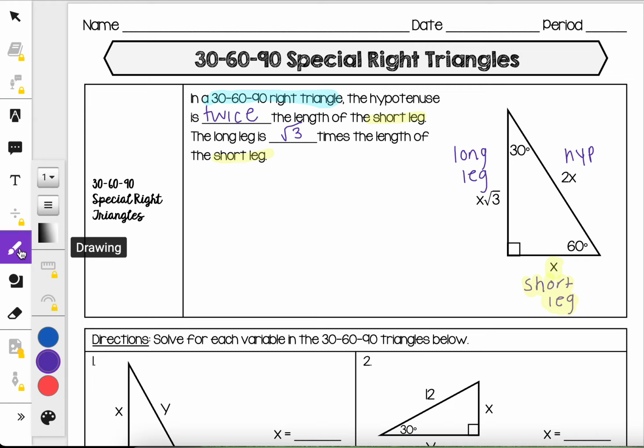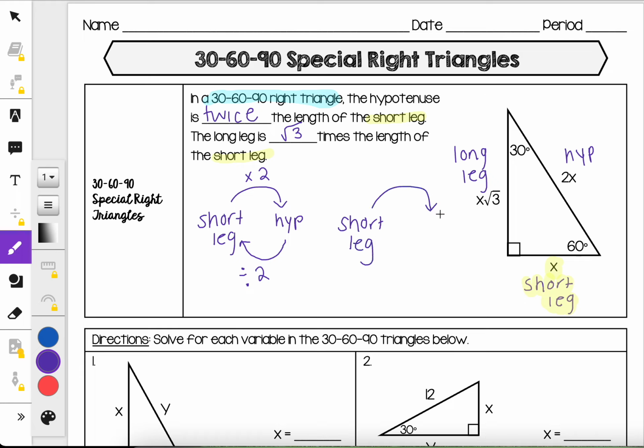So just like in 45, 45, 90 triangles, I like to make these wheels to help me remember the rules. So in 30, 60, 90 triangles, we're going to have two wheels. So if I'm given my short leg and I want to find my hypotenuse, I am going to take that short leg and multiply by 2. And if I'm given the hypotenuse and I want to find my short leg, I am going to divide by 2.